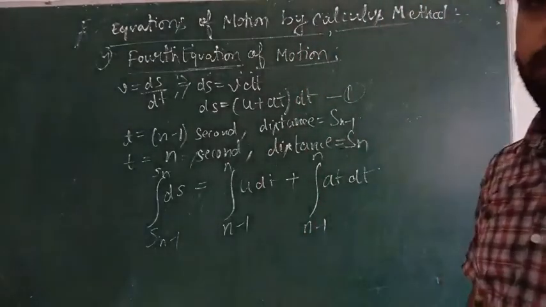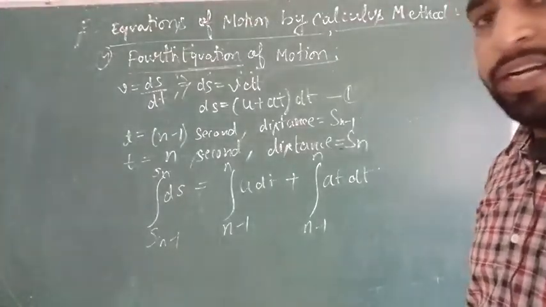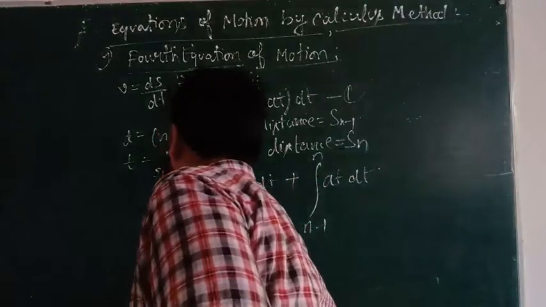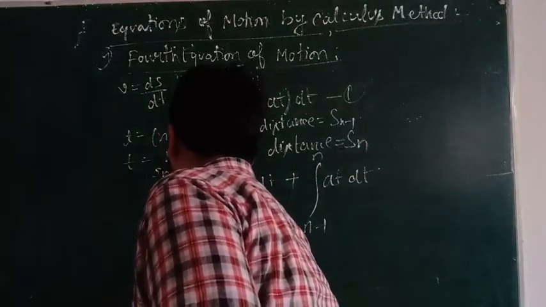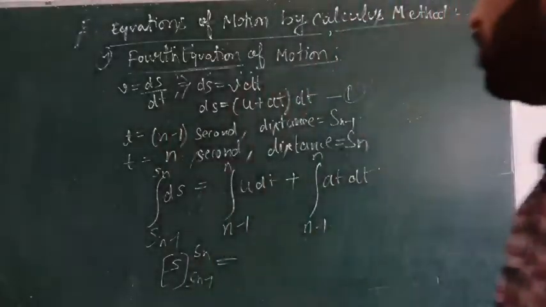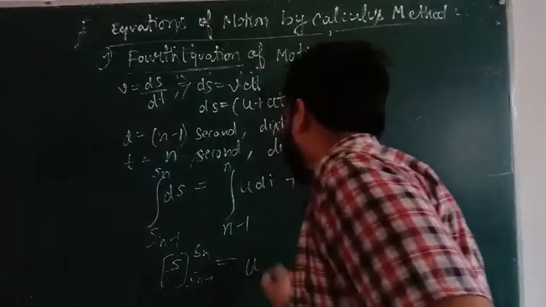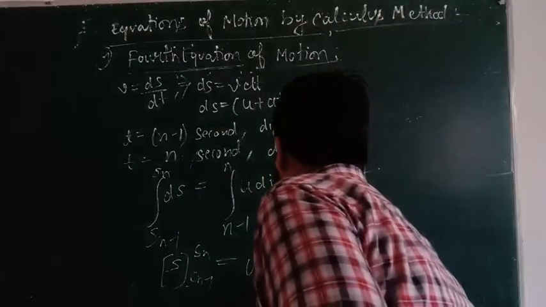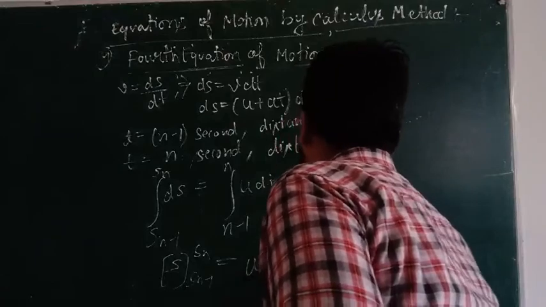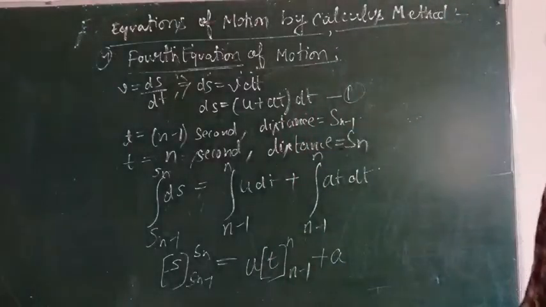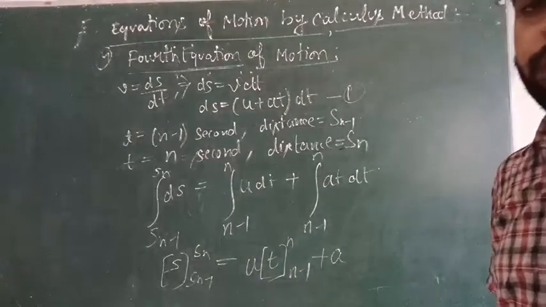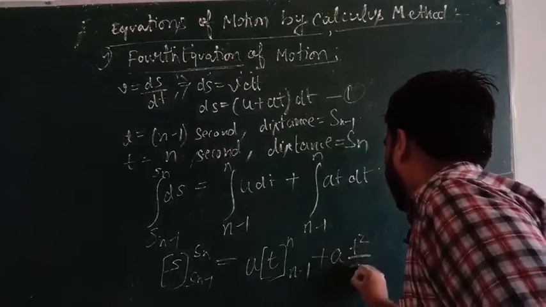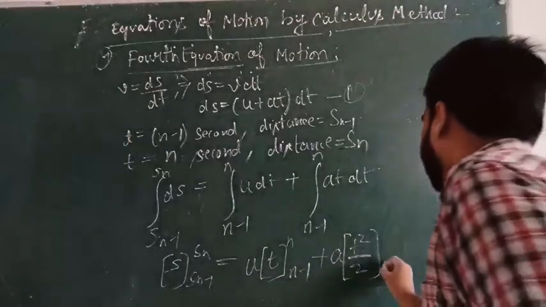Now let us do this. What will be the integration of ds? Integration of ds will be s, from S(n minus 1) to Sn, is equal to, u will be outside. What is the integration of dt? This will be t only, from n minus 1 to n, and a will be outside. What is the integration of t? This will be t square upon 2, and n minus 1 to n.